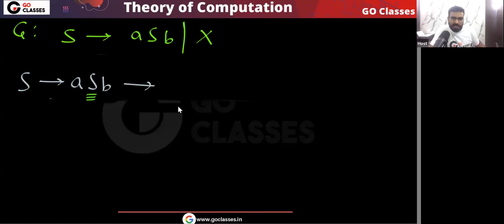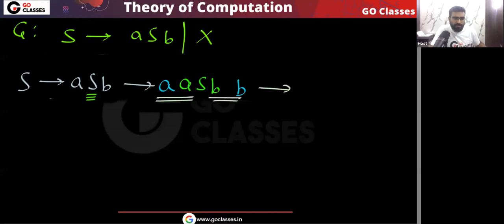Here basically for every a there is b. Now this is a standard production which will generate a power n b power n. Yes or no? So you can easily see from here, I can replace this S with aSb. Now you notice this S, if I replace again with aSb, already there is a, already there is b. Now this S, if I replace with aSb, I will get like this. So you can notice I got 2a 2b.